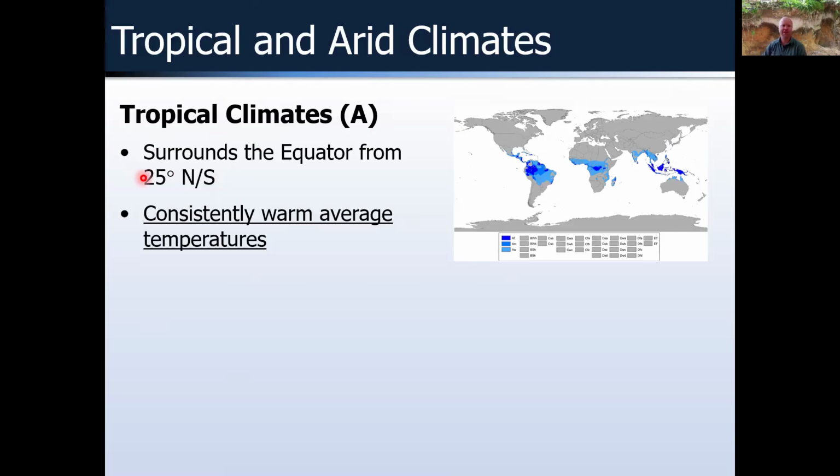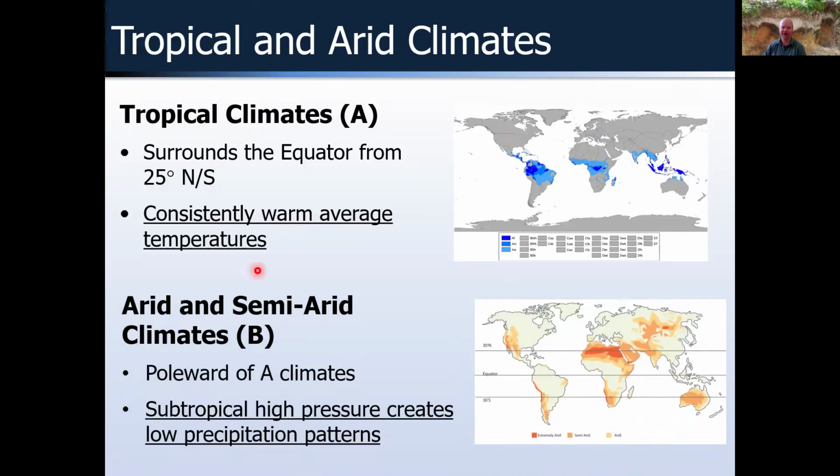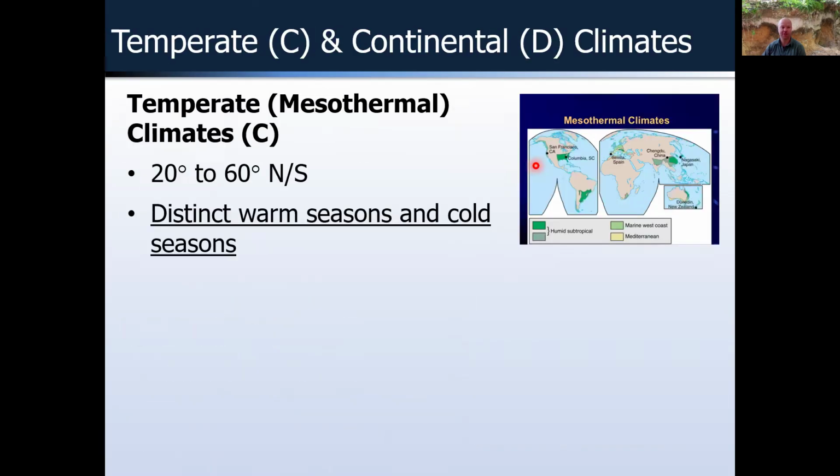But here, tropical and arid climates, number A, surround the equator, and really they exist north or south by 25 degrees latitude, and they have consistently warm or even hot temperatures. The tropics really being dominated by the subtropical high pressure system at 30 degrees north and 30 degrees south are hot, but they're also dry, so low amounts of precipitation. So as you may expect with the term arid and semi-arid, now you have hot, dry conditions, where tropical are hot and moist, or at least humid conditions.